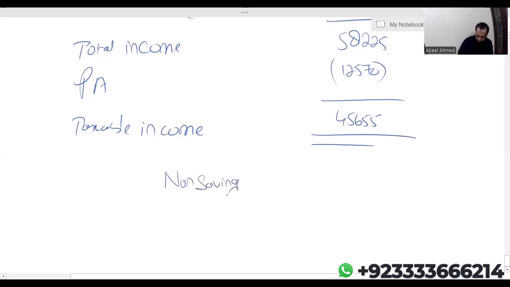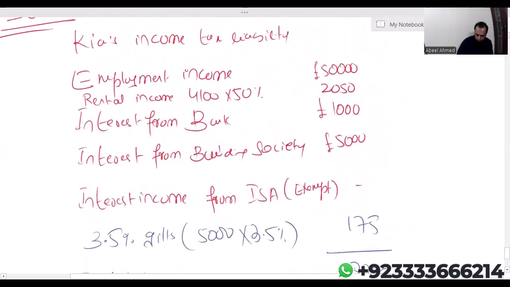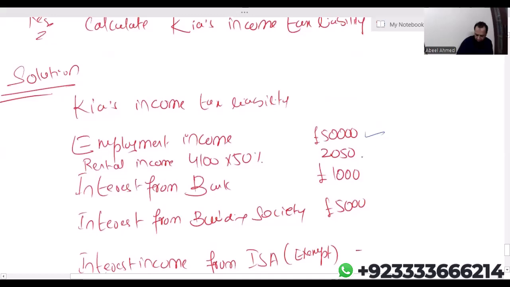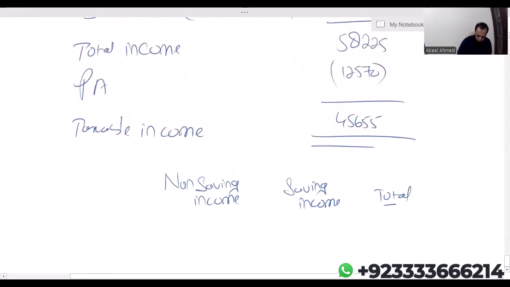Non-saving income, saving income, total. Now please keep watching. Obviously, employment income and property income fall in non-saving. So 50,000 plus 2,050, so non-saving is 52,050.